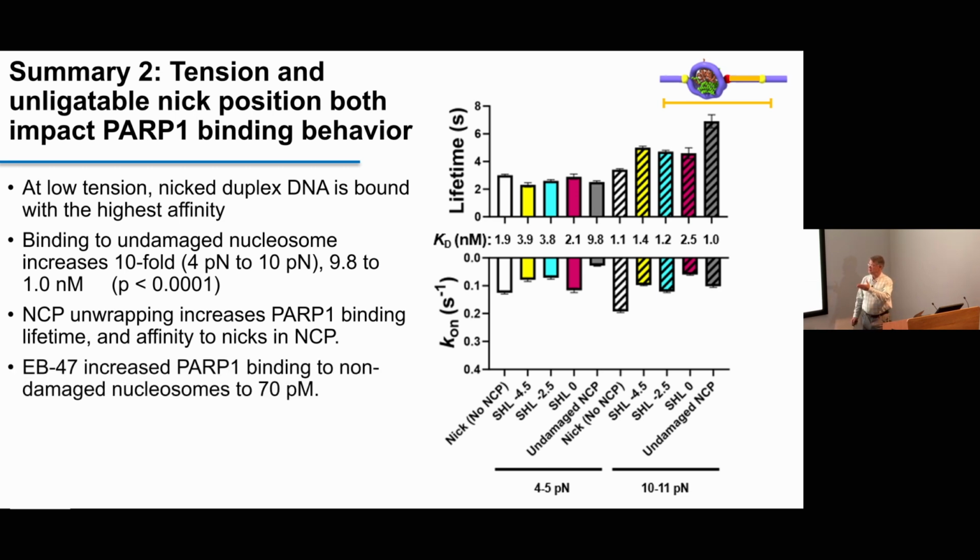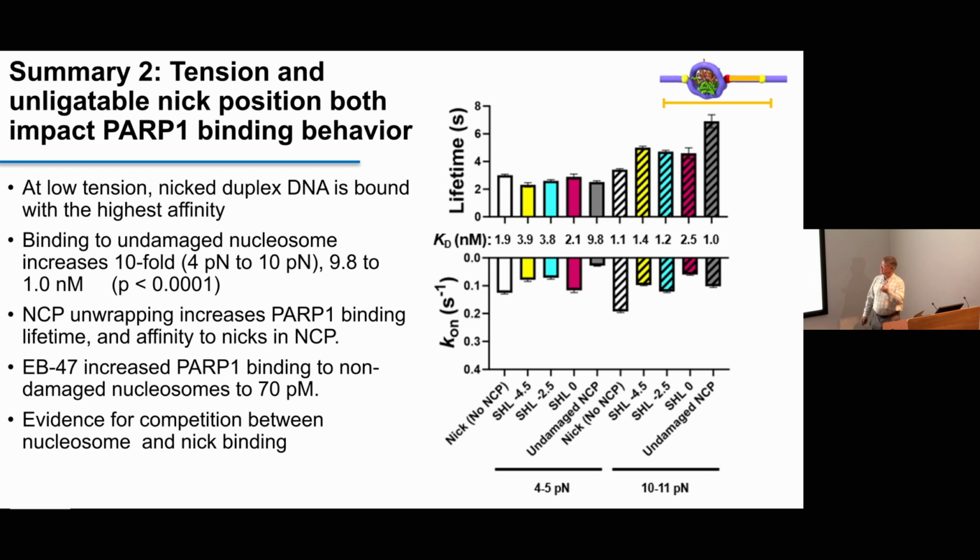I showed you data that EB47 increases binding to a nick. It also increases the binding to an undamaged nucleosome. Some people would call this trapping on the chromatin. And as I said, we think there's competition between the nick and the binding to the nucleosome. Obviously, with cryo-EM, we'd love to get a structure of PARP bound to an undamaged nucleosome, but that's a hard problem because it's also going to form complexes on the ends of the nucleosome.